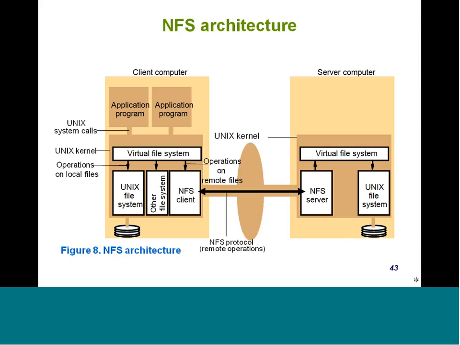So here the application program makes Unix system calls through the Unix kernel. The virtual file system keeps all the operations as local operations, so you won't feel that there are some remote files also. From the application side you are just calling a local program, but the virtual file system identifies which are the local and which are the remote files. The remote file is channeled through the NFS client, which then provides this RPC to the NFS server to retrieve that file.